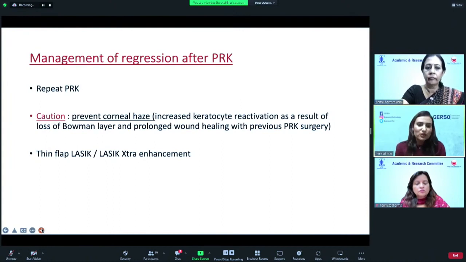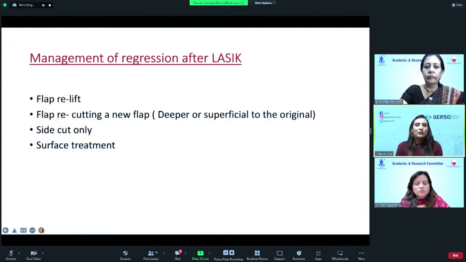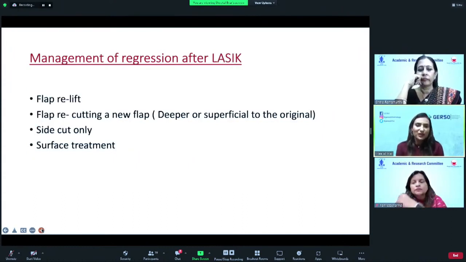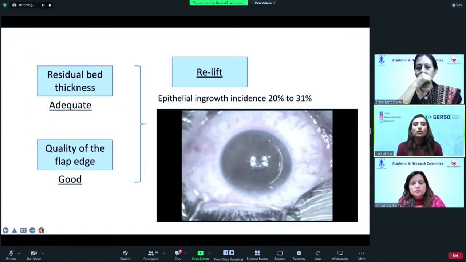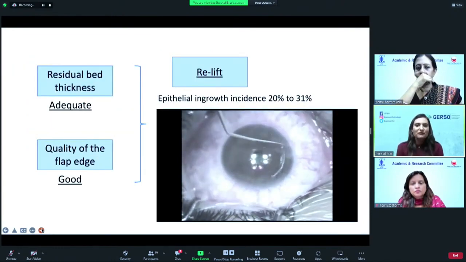There is also the option of thin flap LASIK or LASIK Xtra enhancement that has been described. To manage regression post-LASIK, there are various options: flap relift, flap recutting and making a new flap, side cut only, and surface treatment. So depending upon residual bed thickness and the quality of flap edge, you can have different options.